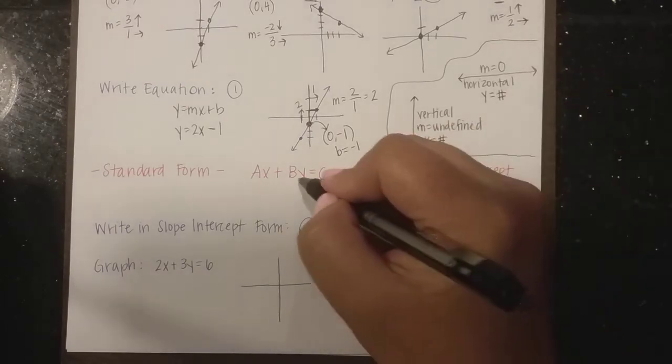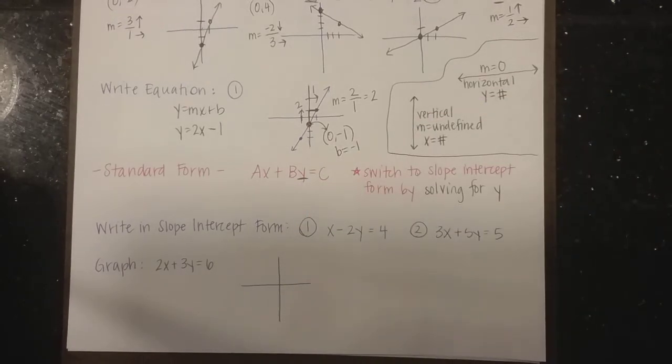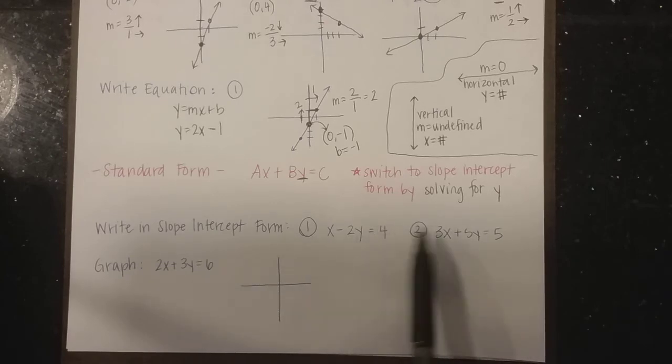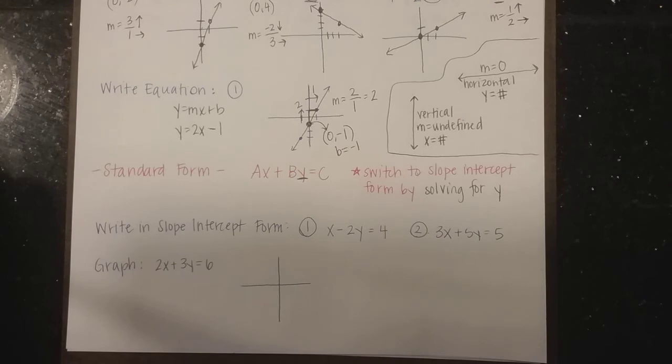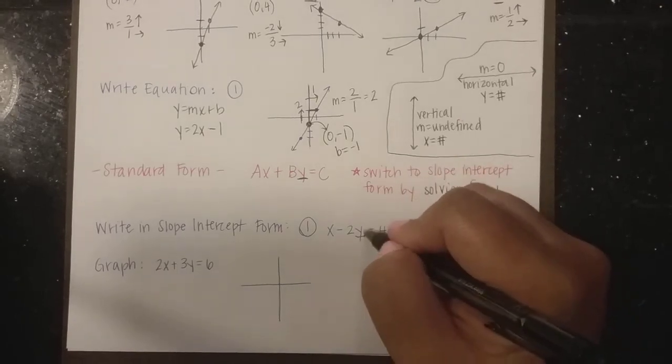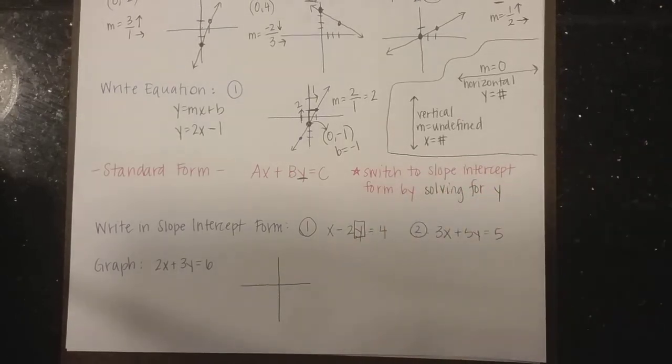That means that we're going to get this guy by itself. And it's going to look a little different than just solving equations because I have more than one variable in here. We have an x and a y. So we're going to practice. So for the first one, all I want to do for these two is switch to slope-intercept form. So that means I want to get this y by itself, right?